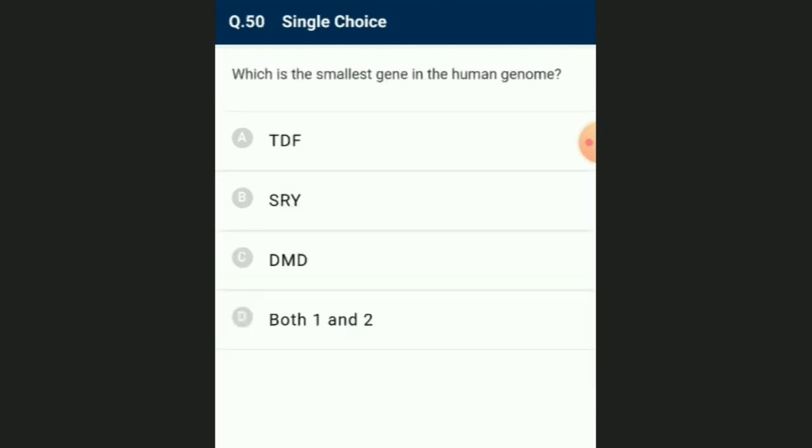Question number 50. Which is the smallest gene in the human genome? The TDF gene encodes a transcription factor that is a member of the DNA binding proteins. This protein is referred to as testis determining factor, that means TDF. It initiates male sex determination and is known as sex determining region Y protein, SRY. The cytogenetic location of the TDF gene is Yp11. The answer for this question is option D. Both TDF and SRY are the smallest genes in the human genome.